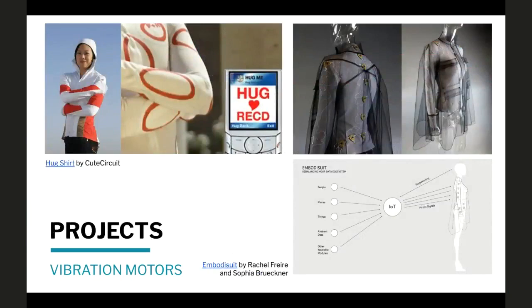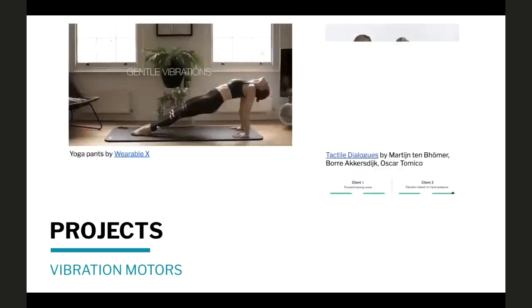The Hug Shirt by Cute Circuit is a really standard wearable example, where you can record and send a hug using vibration motors across long distances. And then Rachel Frere and Sophia Bruckner also created a project called the Embody Suit that uses vibration motors to create the feeling of presence through remote data from a distance.